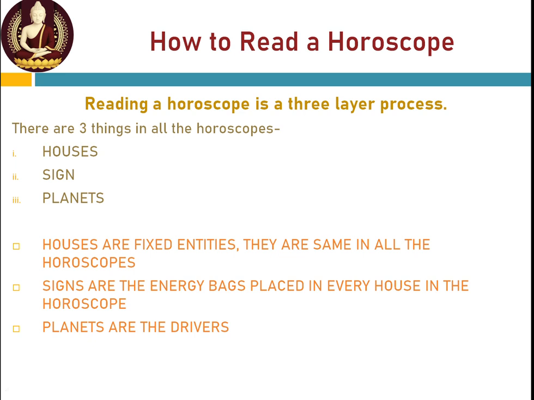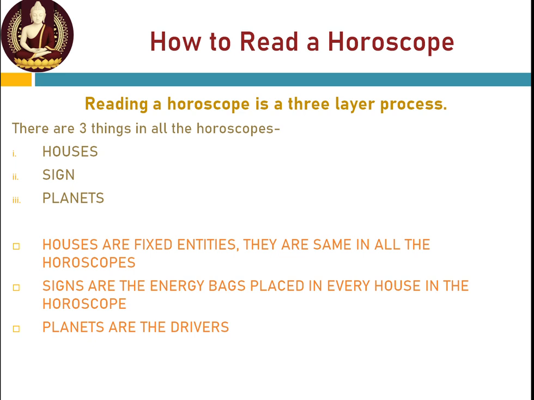Reading a horoscope is a three-layer process. There are three things in all the horoscopes, which are nothing but houses, signs and planets. All the horoscopes have 12 houses and these houses are fixed. In all horoscopes, these houses will have fixed significations and they are the same in all the horoscopes.